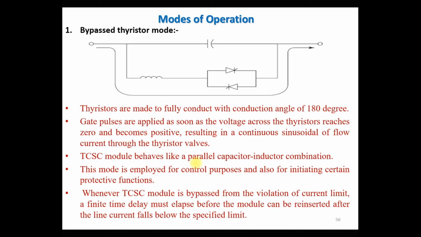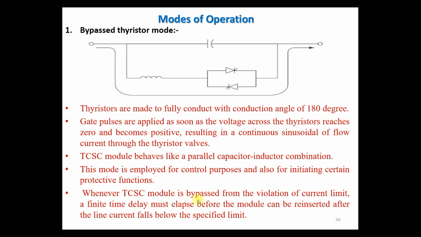Only in a severe fault condition do we bypass this capacitor and turn on the thyristor pair for full conduction, so that the whole fault current is bypassed through the thyristor controlled reactor, and that saves the fixed capacitor against the severe fault. So during the fault condition, we require this mode of operation, which is called the bypass thyristor mode.